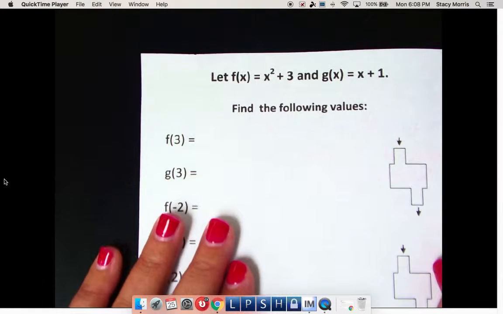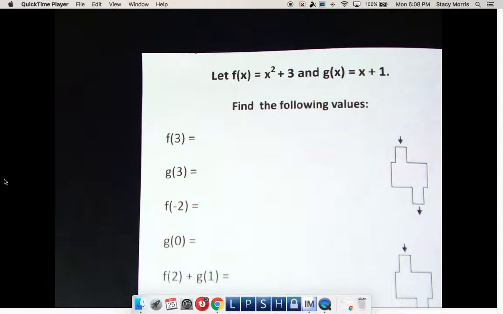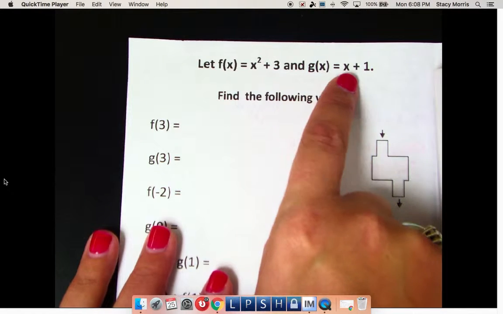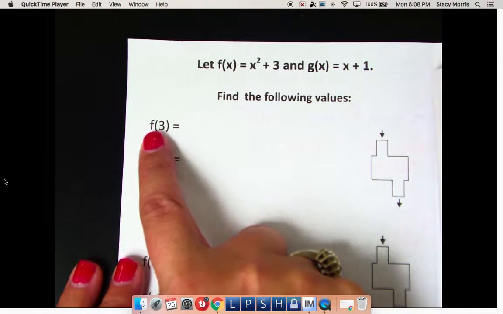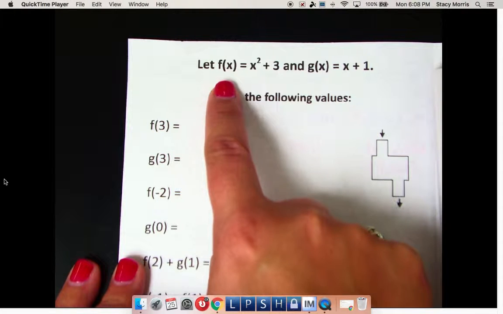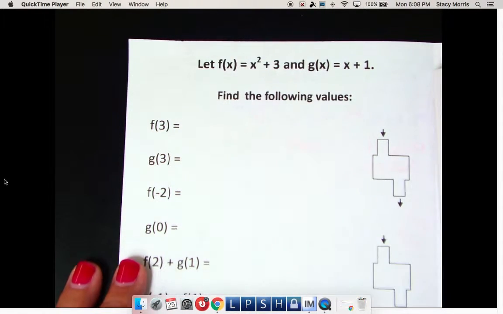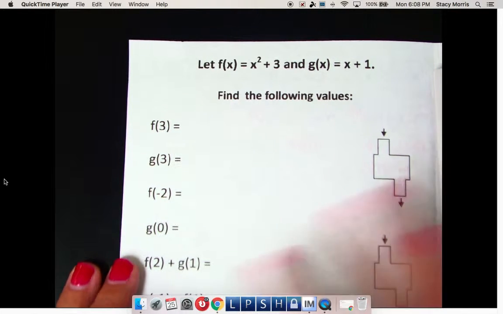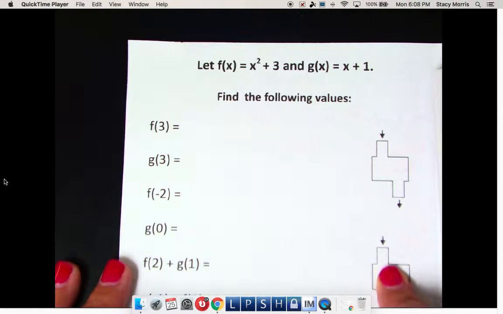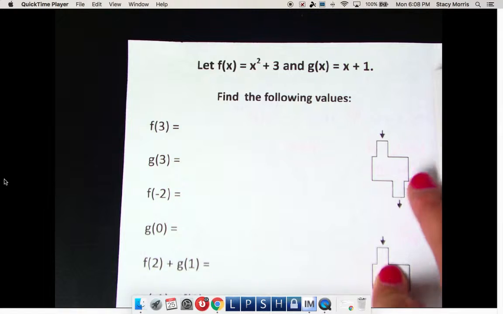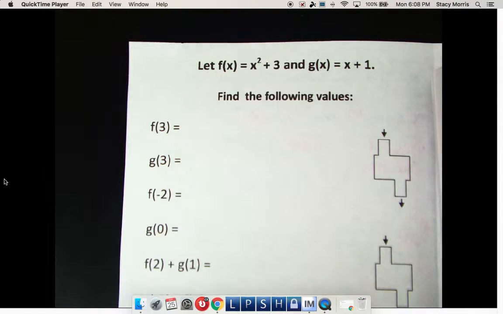All right, so let's look at some on the inside and practice that a little bit more. So on the inside, we have f of x, which is x squared plus 3, and we have a g of x, which is x plus 1. So if it has an f, we're going to use the f equation. If it has a g, we're going to use the g equation. So that's how that works. Okay? They put some little function machines over here for you if you want to use those. I'm not going to use those, but just in case you want to use them.